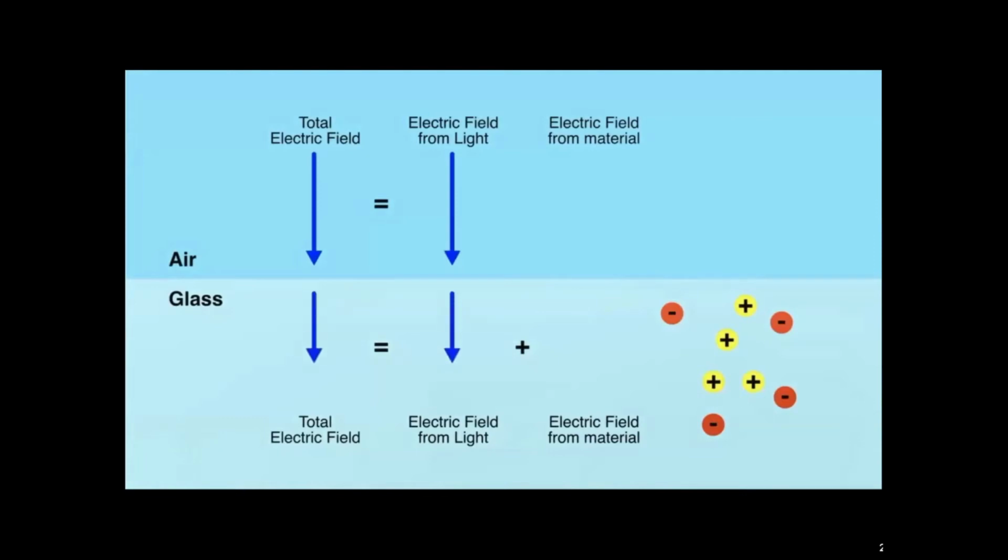But when you send light in, you impose an electric field on it. That field makes the charges move around, which sets up a counterbalancing electric field from the charges. The result is that the electric field in the glass is lower than it is in air because the electric field from the glass is in the opposite direction. And this is the reason that the perpendicular electric field is lower in glass.